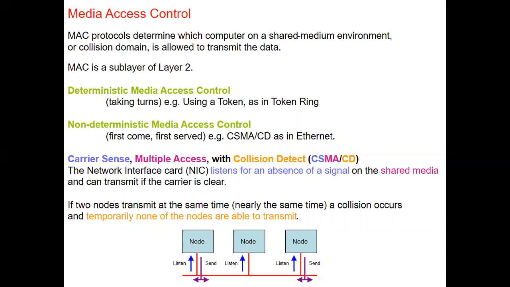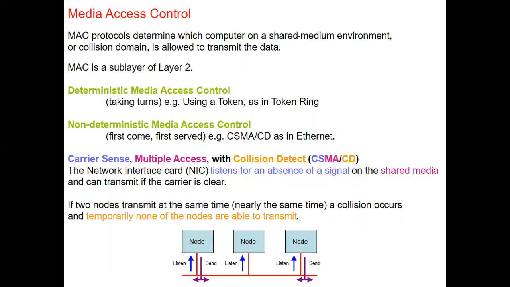So with carrier sense multiple access with collision detection, the network interface card listens for an absence of a signal on the shared media. Meaning that if there is a signal, it can't allow another computer to send a signal. Otherwise, if two signals collide, it will render the network useless. So if two nodes transmit at the same time, a collision occurs, and temporarily none of the nodes are able to transmit.